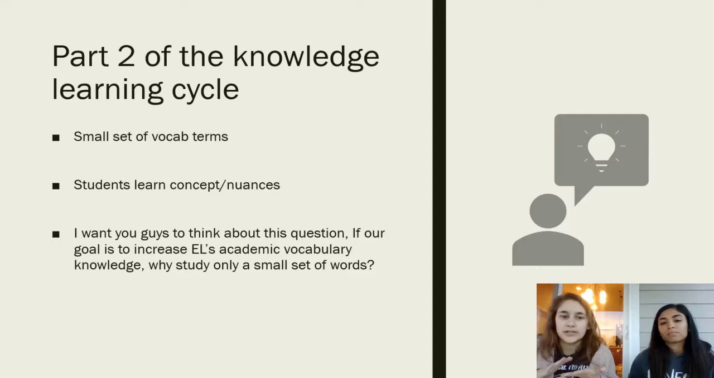If our goal is to increase EL's academic vocabulary knowledge, why study only a small set of words? Don't take Vanessa's words. I want you to use your own words and explain. You can put it in the Word document that you were given. You could add it to your chapter overview. But we want you to add why you think it's important for ELs to study only a small set of vocab words. Why not give them a big one? In your own words. Don't take it out of the book.